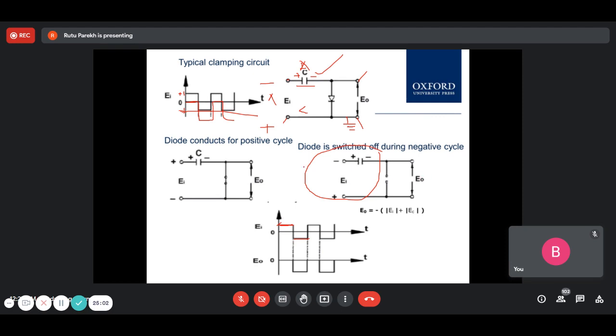So the thing is that when it was conducting, when this was charging, the output here was 0 for all the positive half. And for the negative half, the output here was twice negative. So if this is X, this is minus X, then this is 0 and this is 2X.